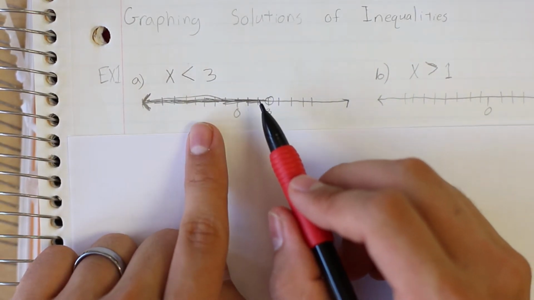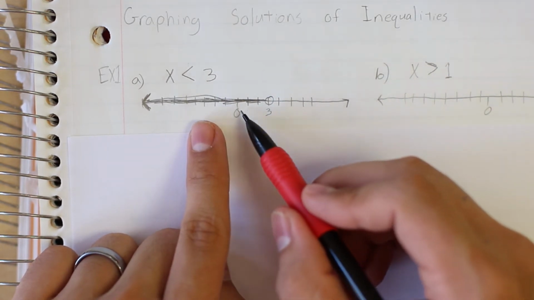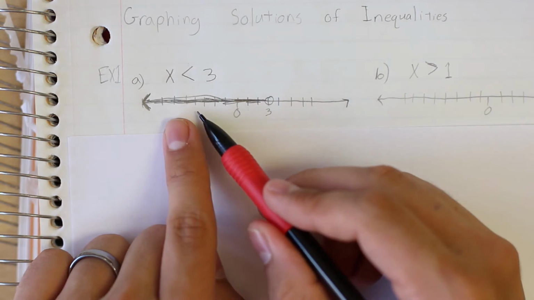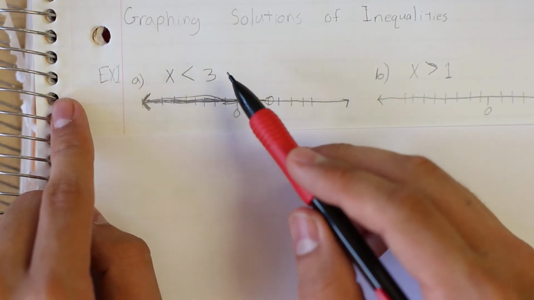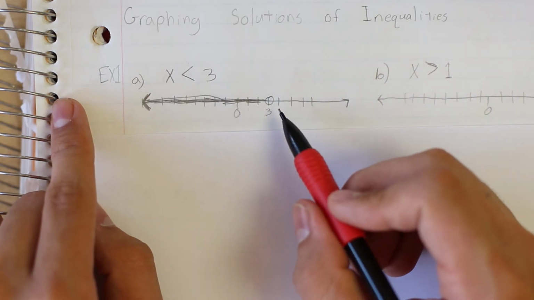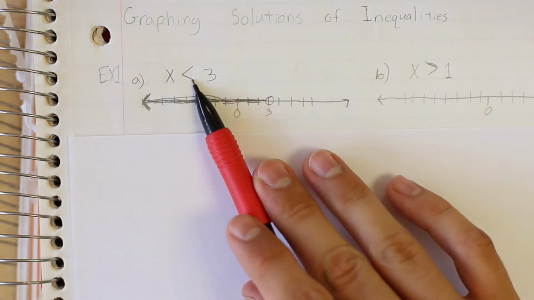And this shows that I could pick any number here, and that would be a solution for this. Like 0. Is 0 less than 3? Yes. Is -4 less than 3? Yes. Is -20 less than 3? Yes. These are all solutions for it. We use an empty circle because this shows that we cannot include 3 as a solution. Because think about it. 3 is not less than 3. You can't say that. So 3 is not a solution for this inequality.